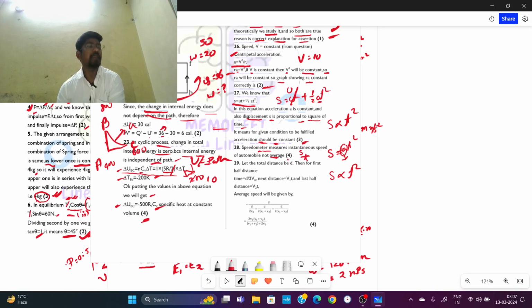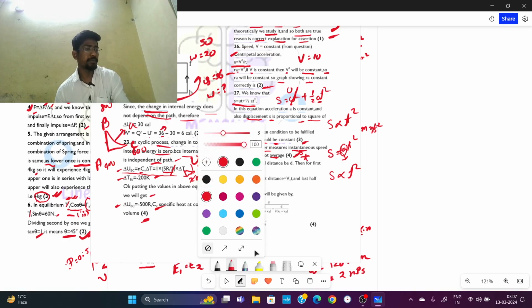And the assertion also is wrong, because in this it is said that the speedometer is used for measuring average speed, but it is not. It is used for measuring the instantaneous speed, the speed that you had in that instant. That is what it is used for, okay, not for the average speed, right? So therefore you can say that both assertion and reason are incorrect. So therefore option 4 is correct. Now moving on to the next question, question number 29.